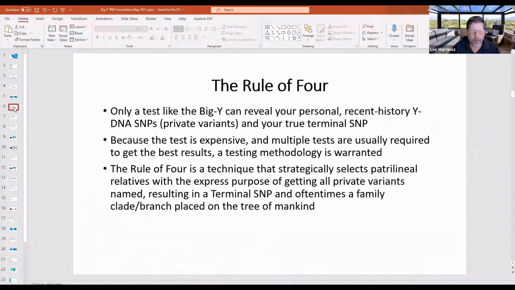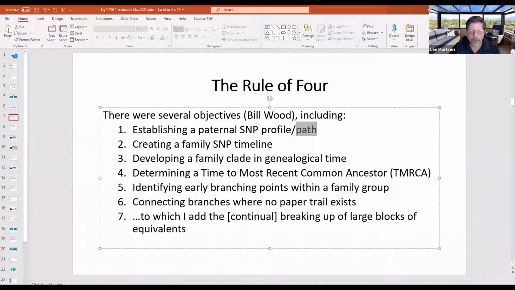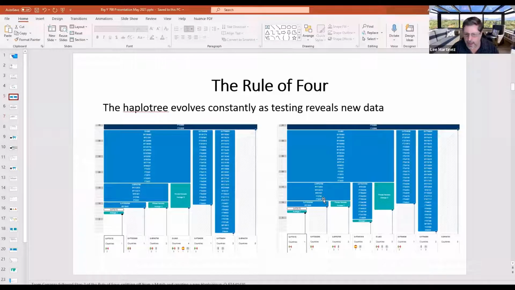So that's one objective of this process. Creating a family SNP timeline, which you've already seen me present multiple times. I'm able to show you dates and even names on my SNP timeline within the family clade, which is number 3 here. Determining a time to most recent common ancestor. So I've demonstrated that as well, right? I've been able to say, hey, FT3291, this mutation here is Nicolas Espinosa, who was born in Jalisco, Mexico in 1673. So that's that objective, right?